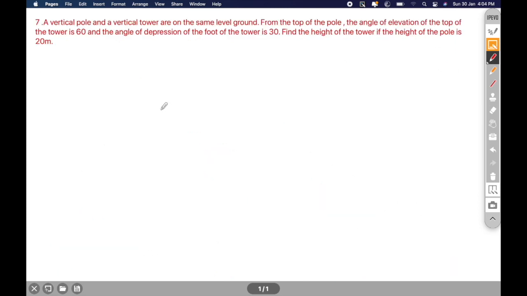The next question is, a vertical pole and a vertical tower are on the same level ground. From the top of the pole, the angle of elevation of the top of the tower is 60 degree and the angle of depression of the foot of the tower is 30 degree. Find the height of the tower if the height of the pole is 20 meter.